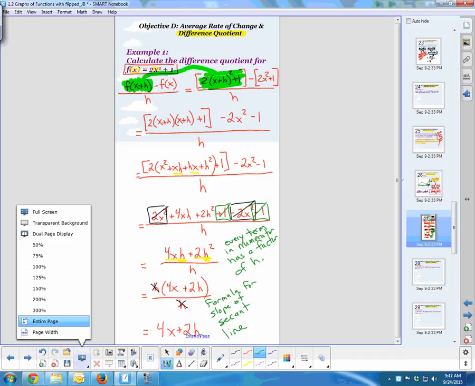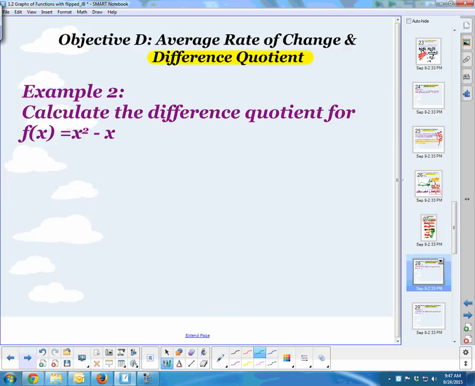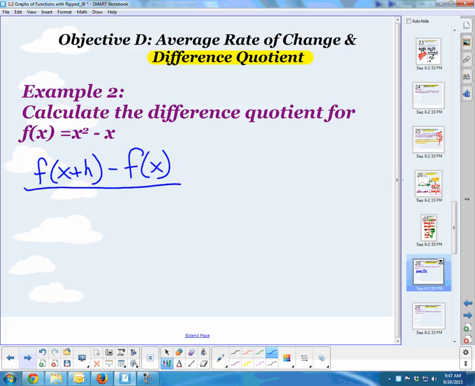Let's go ahead and do one more example and take a look at that. And let's calculate the difference quotient for x squared minus x. So we'll start with the same difference quotient formula, f of x plus h minus f of x over h. So for my f of x plus h, that's what I have in the parentheses.